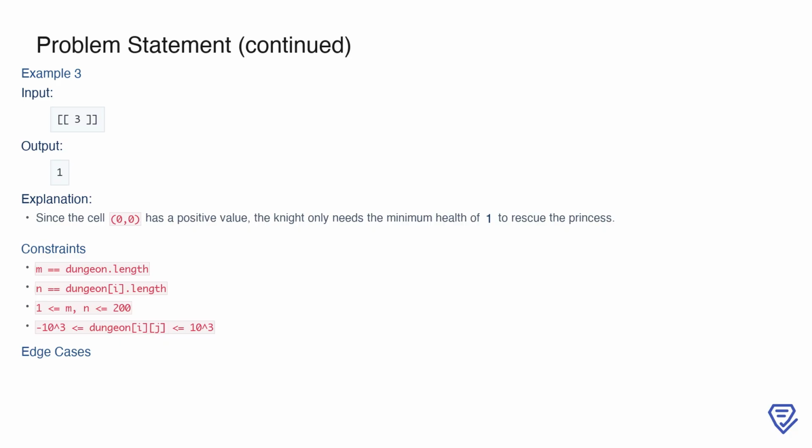Now, let's look at the constraints of the problem. The grid can have up to 200 rows and 200 columns, and the values in each cell can range from -1000 to 1000. These constraints mean that we need an efficient solution capable of handling larger grids with mixed values, as well as scenarios involving both positive and negative health effects.